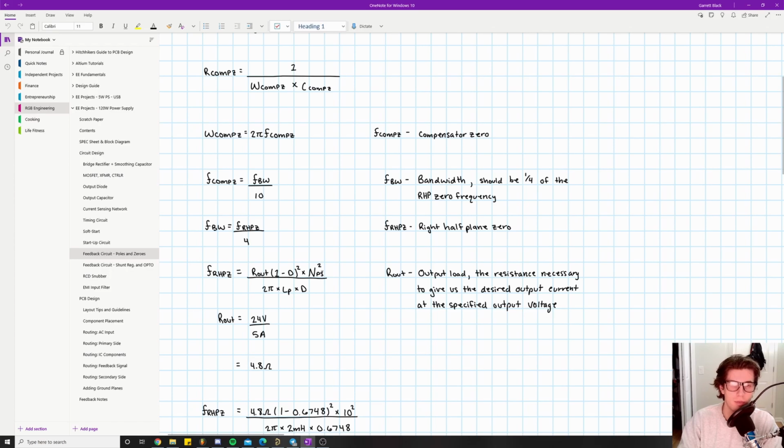I didn't feel the need to put any notes on those variables we've already seen. However, R out is a new variable, right? So we'll explain quickly if you just look at the notes I have. R out stands for our output load. This is the resistance necessary to give us the desired output current at the specified output voltage. I just have the equation showing we specified an output voltage of 24 volts, and we also specified an output current of 5 amps. So we picked those two values. If you know Ohm's law, V equals IR, you just divide that across. V over I equals R, that's what we did there. So we know that R out equals 4.8 ohms.